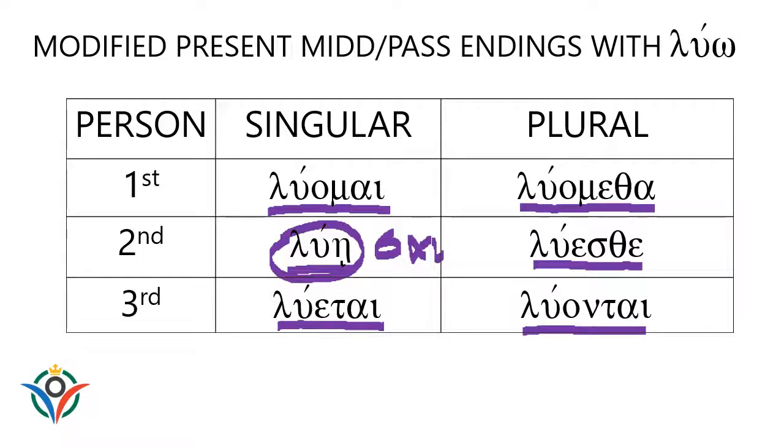Let me say those one more time for you. Singulars first, luomai, luea, lueitai. And the plurals, luometha, lueisthe, and luontai.